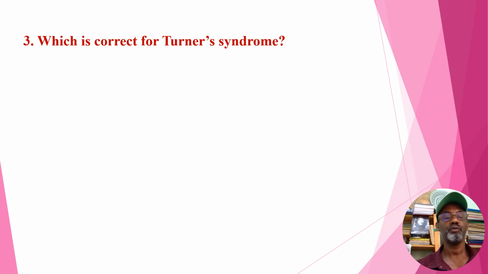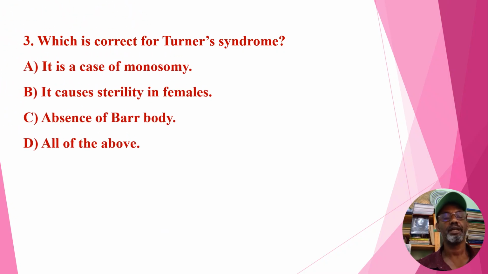Question number 3. Which is correct for Turner syndrome? Turner syndrome is a case of monosomy. It causes sterility in females, absence of bar body, all of the above. Bar body means one of the X chromosomes is inactivated. The answer is all are true.